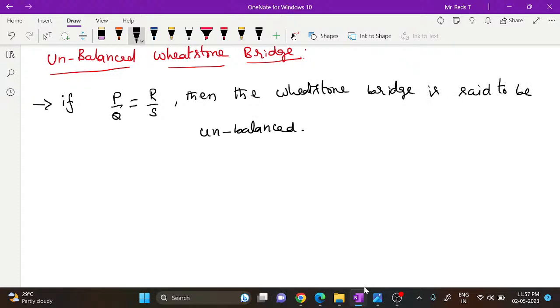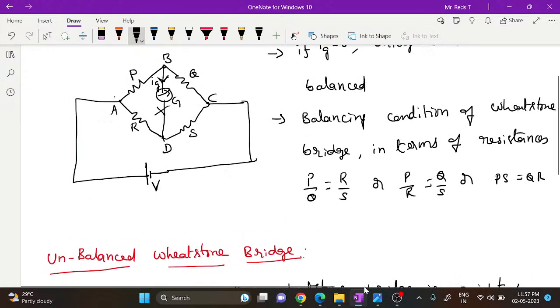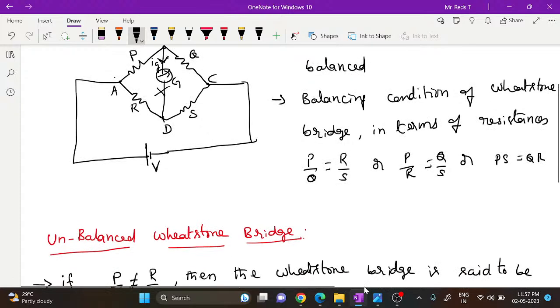Unbalanced means what? If P by Q equals R by S, then the Wheatstone bridge is said to be balanced. But if P by Q is not equal to R by S, then the Wheatstone bridge is said to be unbalanced. If it is balanced in this circuit diagram, no current passes through the galvanometer and it shows zero deflection, and hence we can redraw the circuit without that galvanometer resistance, and calculate the equivalent resistance of the circuit or current in the circuit, etc.